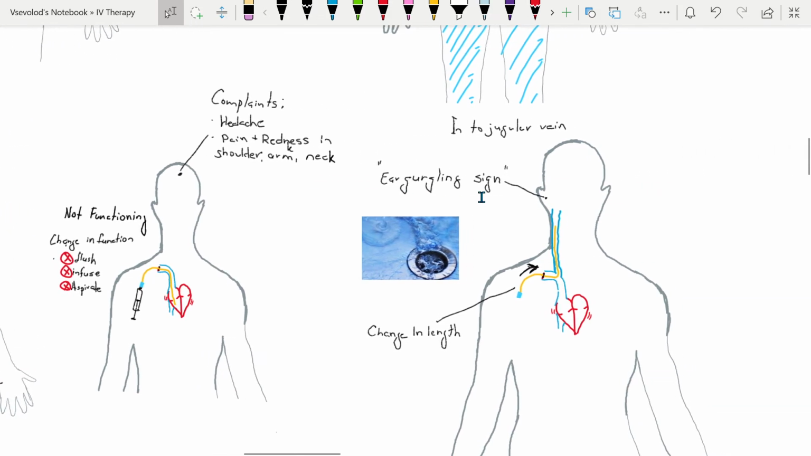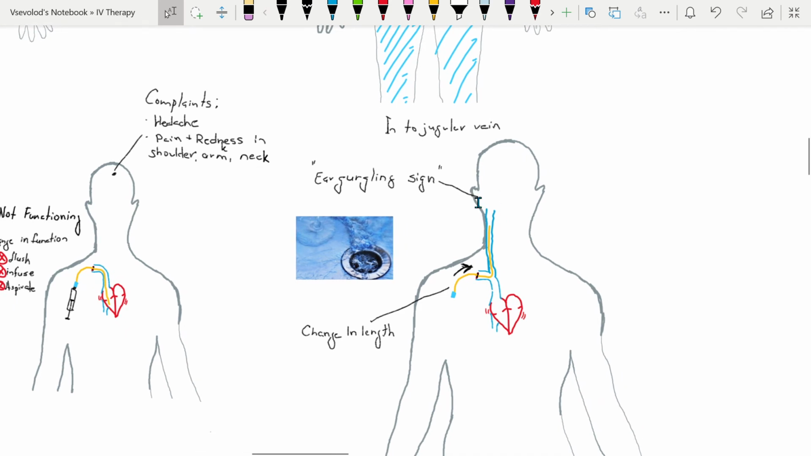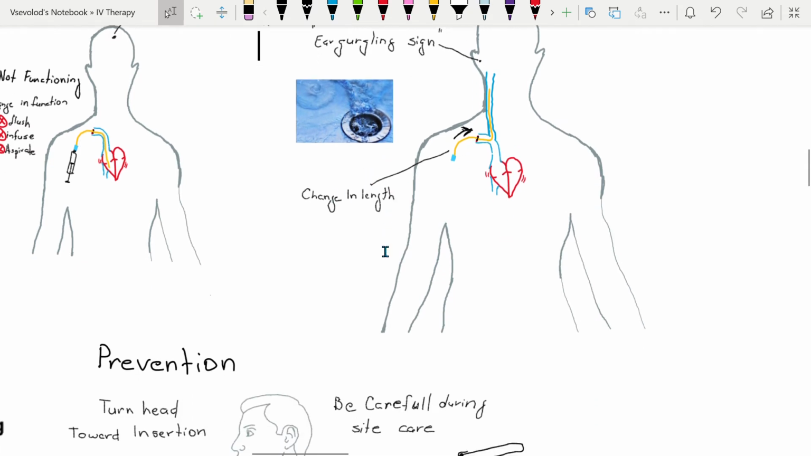Also, there's a sign called the ear-gurgling sign. Tip migration to the internal jugular vein has been associated with this sign. The patient complains of a sound of a running stream rushing past the ear. So you can determine that the catheter has migrated into the internal jugular vein. Also, changes in the length of the external catheter segment may mean the catheter tip has migrated.